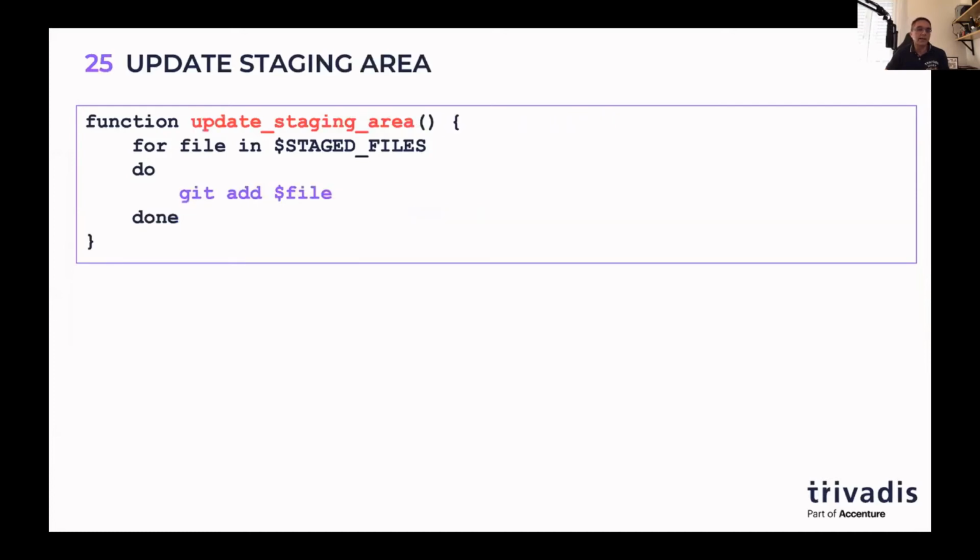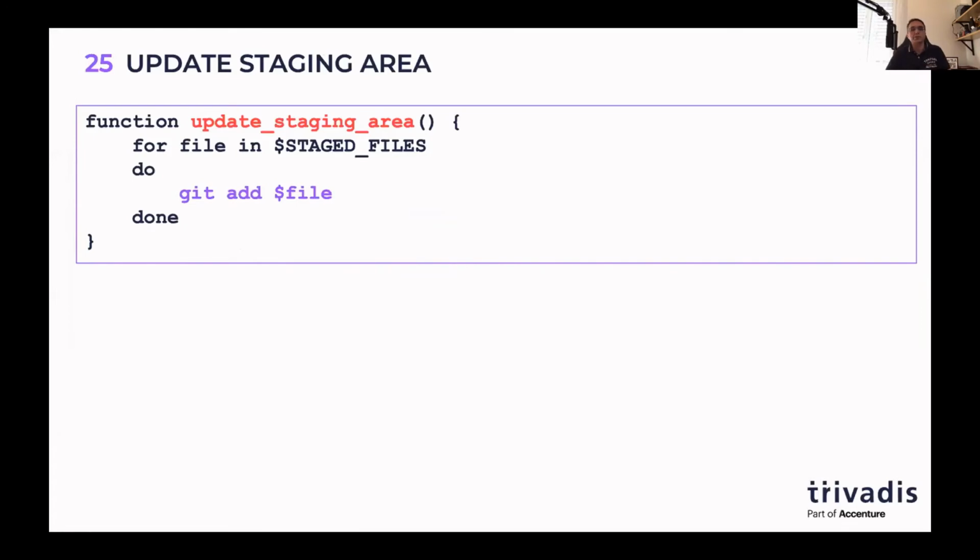And the last thing I need to do is to update my staging area. After I finish with my formatting, some of the files might change. They change only if the formatter changed the white spaces, but some of them might change.